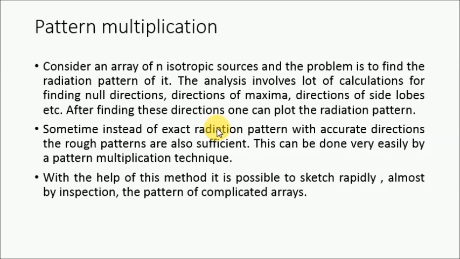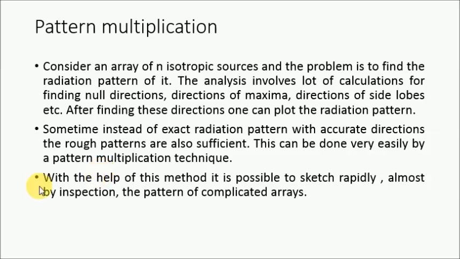This technique can be explained with some examples, and by inspection we can find the pattern. The technique is very simple: we multiply the group pattern with the unit pattern, or the unit pattern into the group pattern, and we will get the radiation pattern of that particular array.